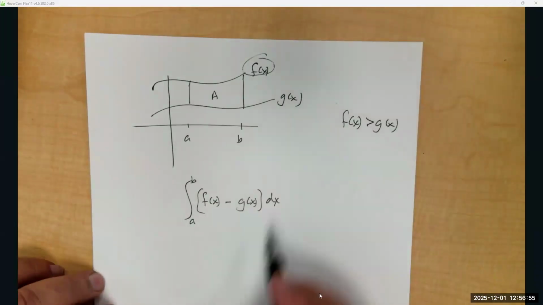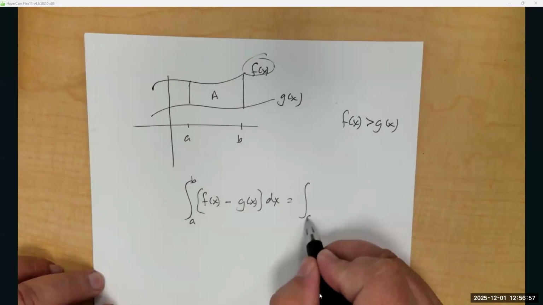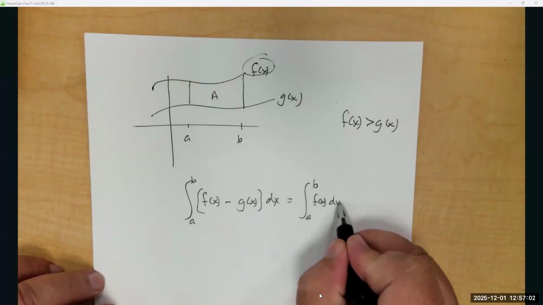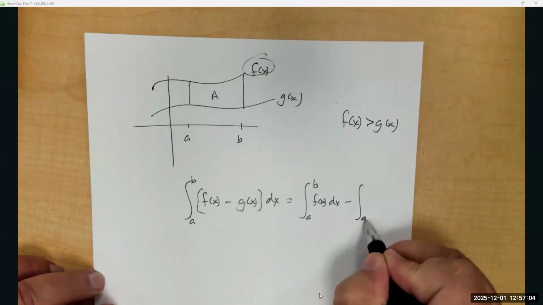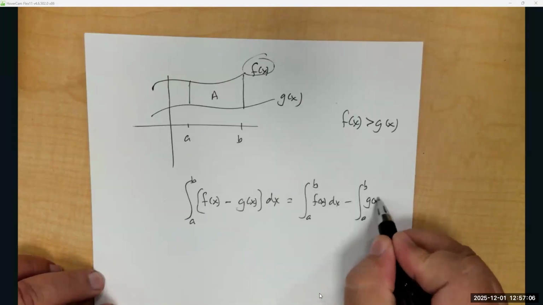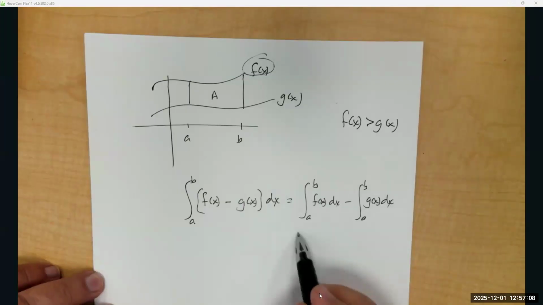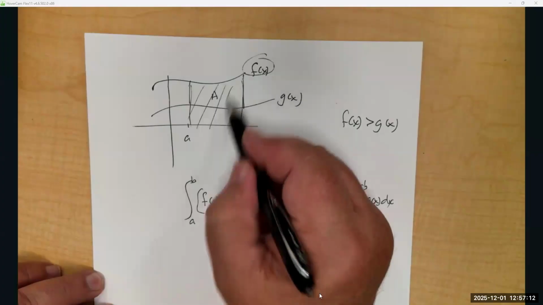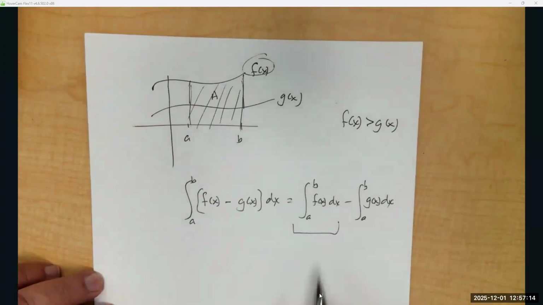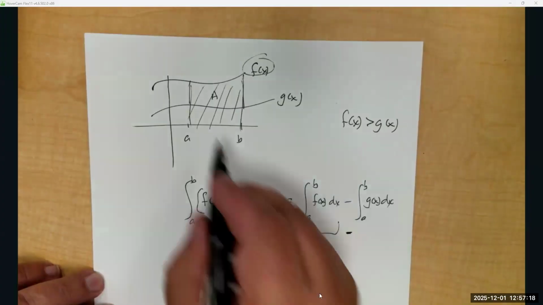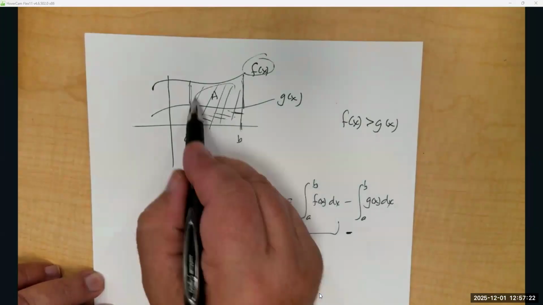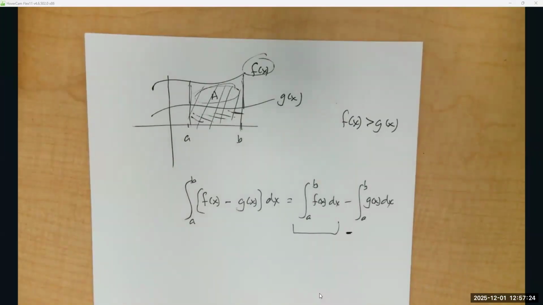Basically, what's happening here is this. This first one finds the area under f. Now we subtract the area under the g. What we're left with is what we're looking for.